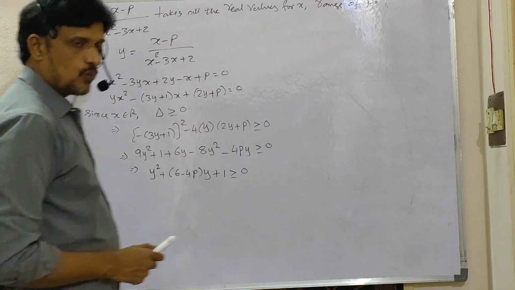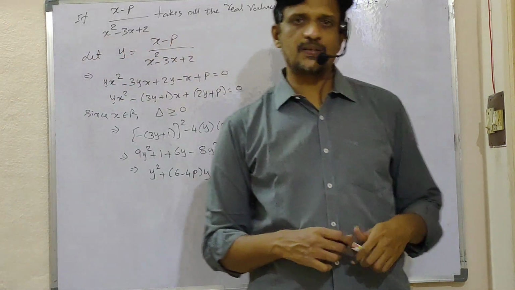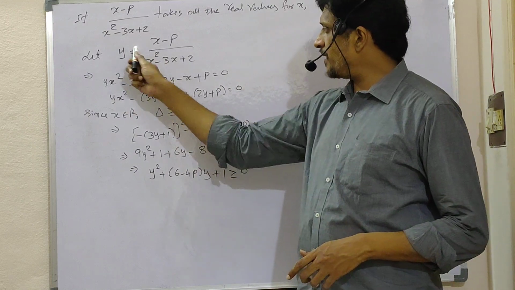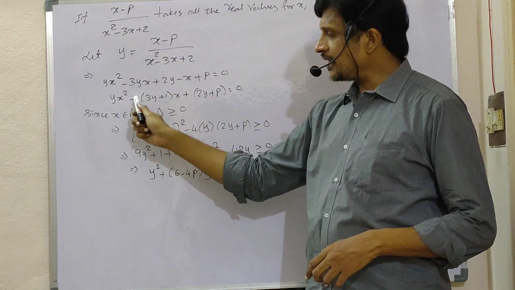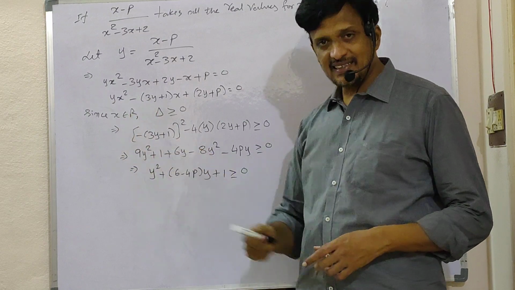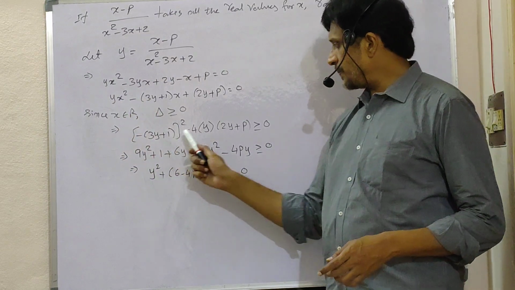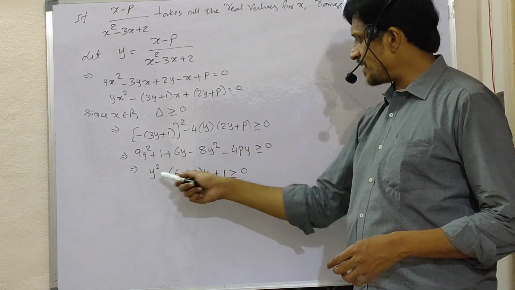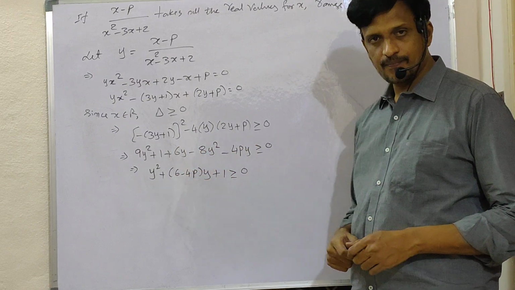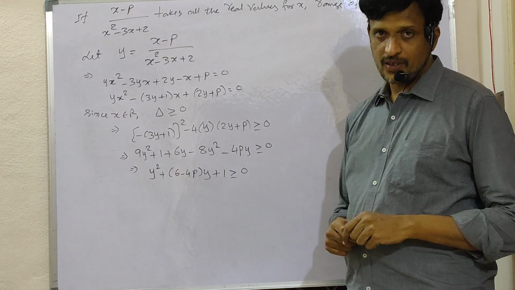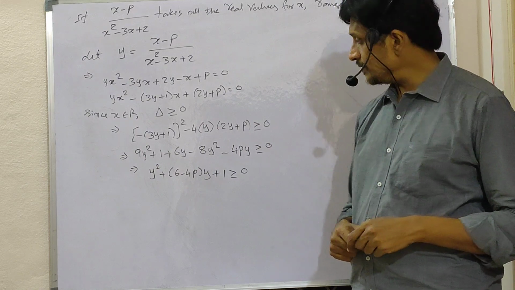Let y be one of the values of the given expression (x minus p) by (x square minus 3x plus 2). Then cross multiplication gives like this. Write all the terms together. Since x is real, delta, the discriminant, is greater than or equal to 0. So that is b square minus 4ac is greater than or equal to 0, which gives one relation. And now, theorem 1 statement is important here. That is what we are going to apply here.